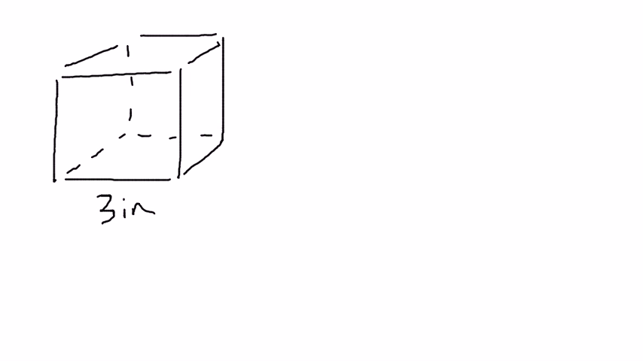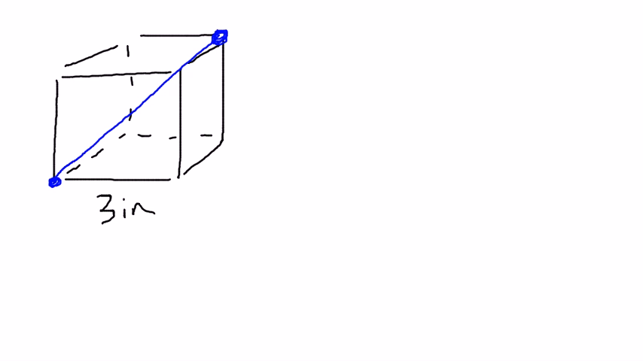So we want to look at two opposite vertices. So maybe we could look at this one and this one. And if we connect those with kind of a diagonal line, you can visualize that that would be the longest diagonal, or it's the longest distance on the cube to connect those two opposite corners.